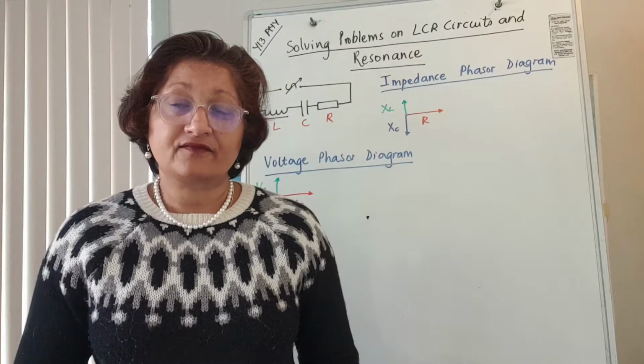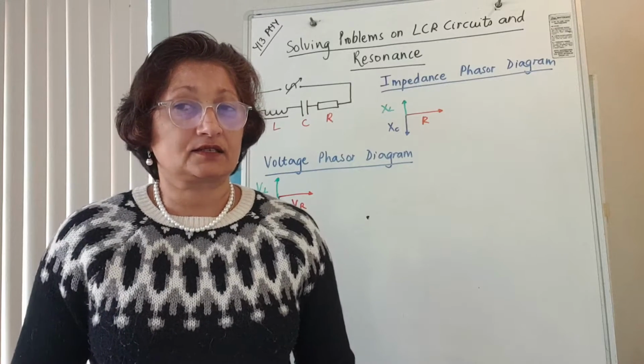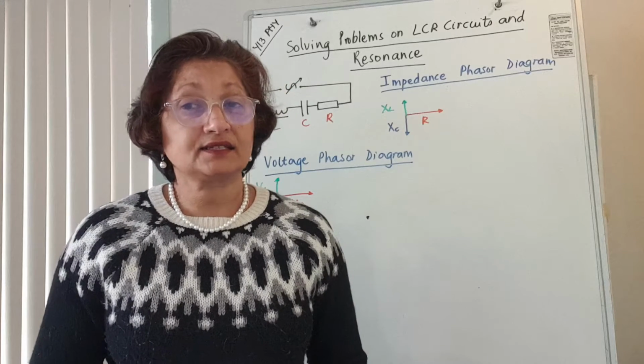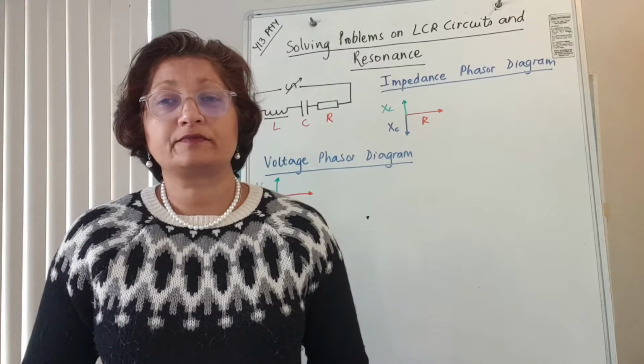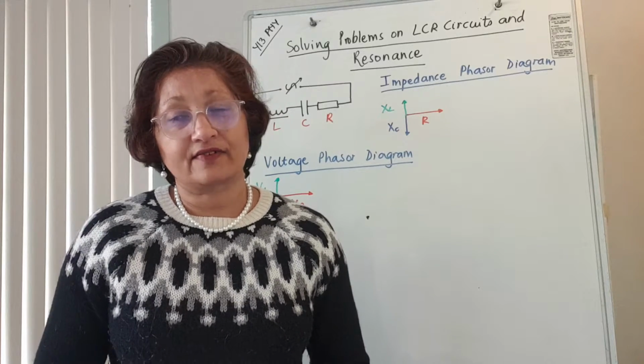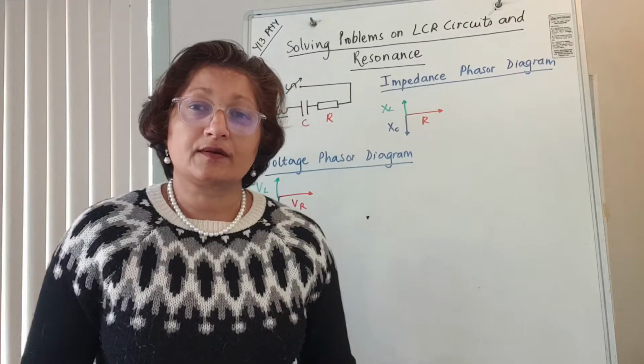The other one is if the value of inductance or capacitance is not given, what is the inductance of the inductor or what is the capacitance of the capacitor? Or you could be asked to find out what is the size of the current at resonance. So this is how we go about it.